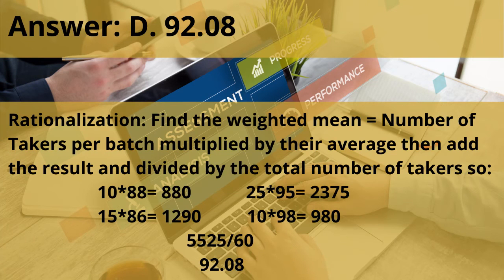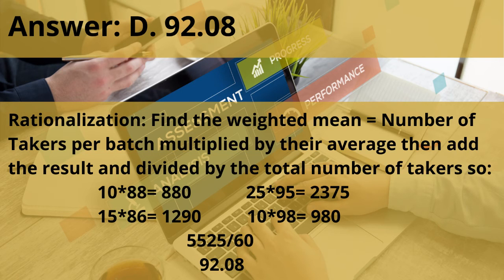The answer is letter D. Wow, very good! 92.08. How did we come up with the answer? All you need to do is to find the weighted mean. The weighted mean equals the number of takers per batch multiplied by their average, then add the results and divide by the total number of takers.